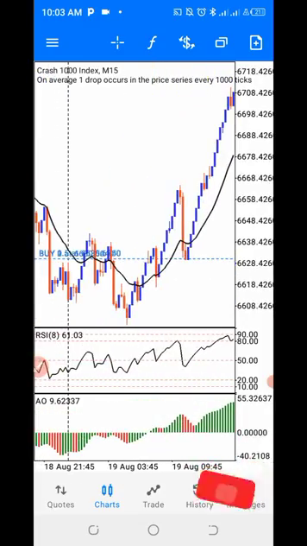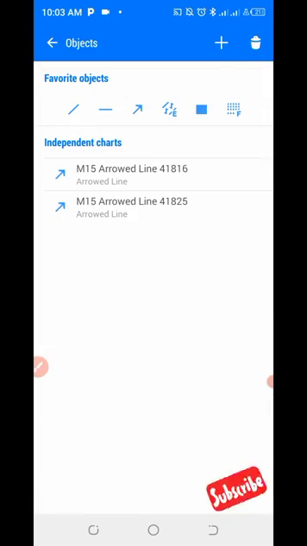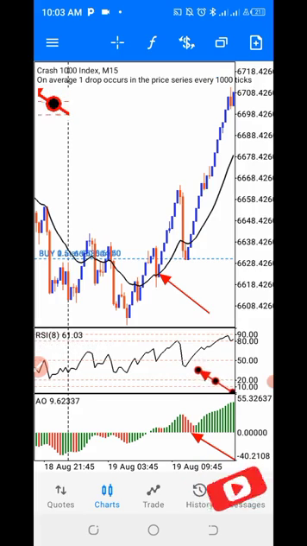See, this is another confirmation here. This is another entry. Look at what we have. You can see it's above our zero level, and it's at our 50 level. So once all these things align, you are good to go.